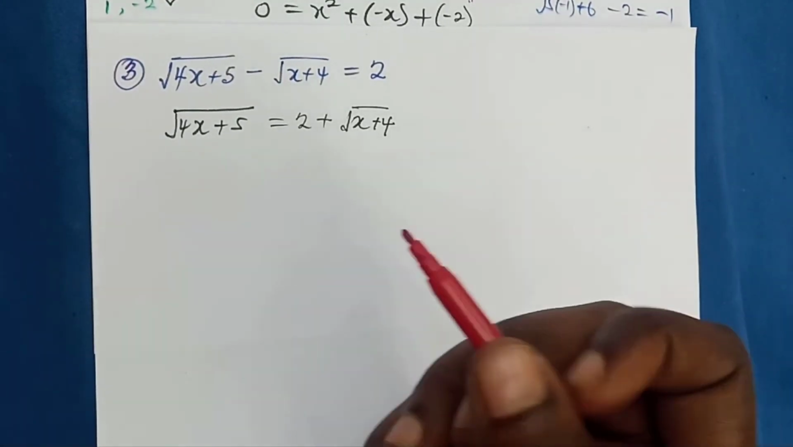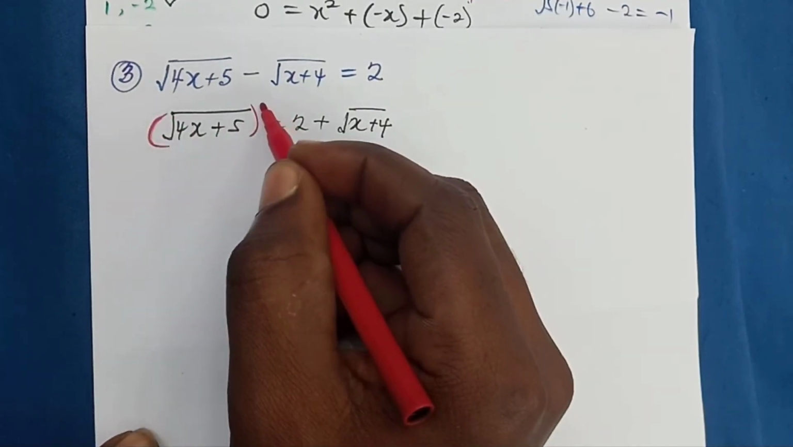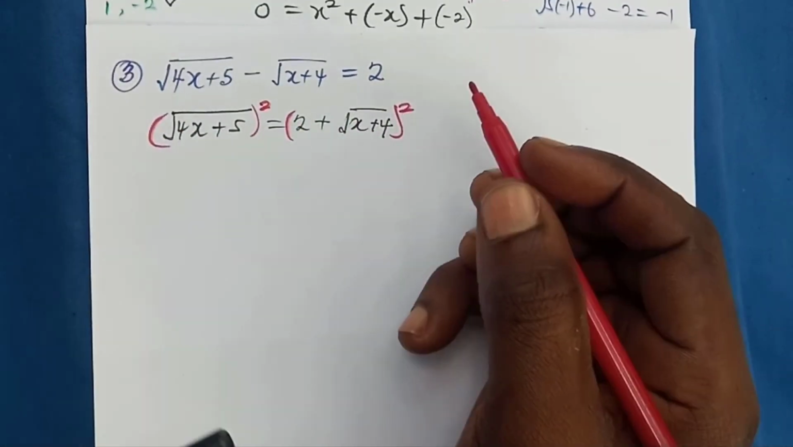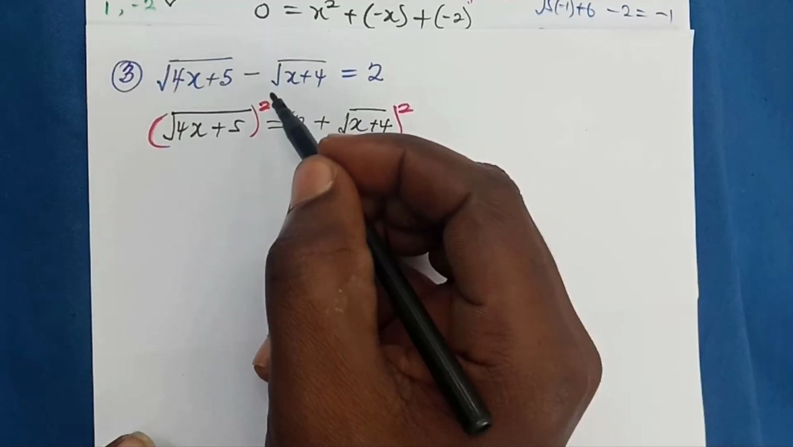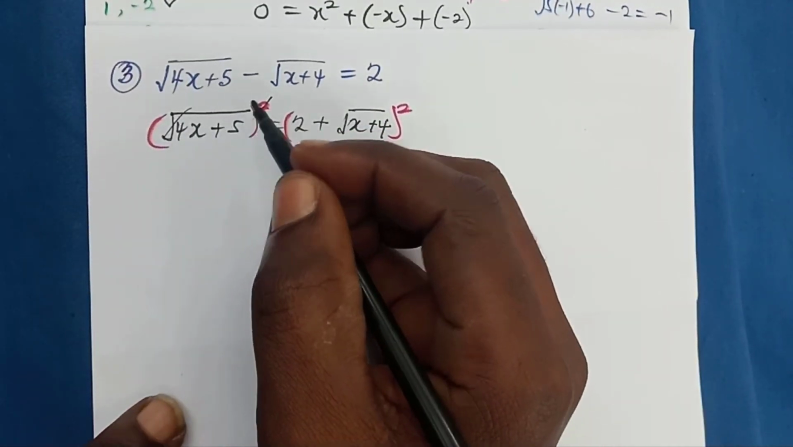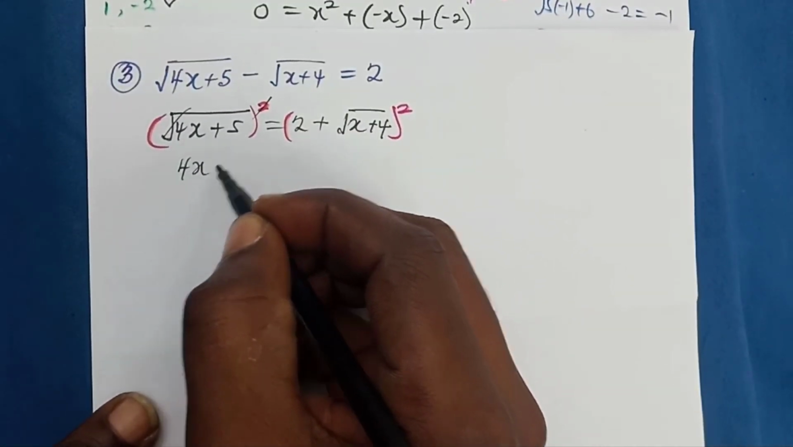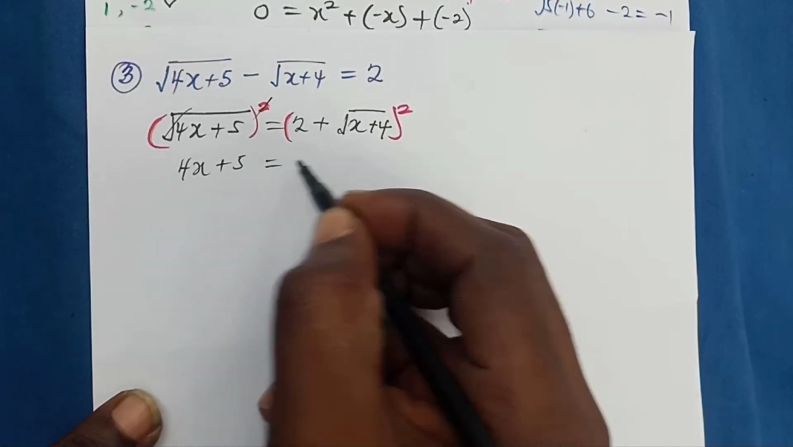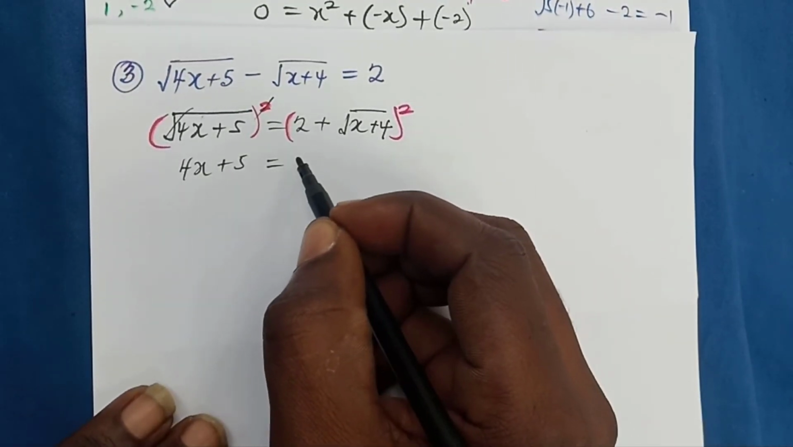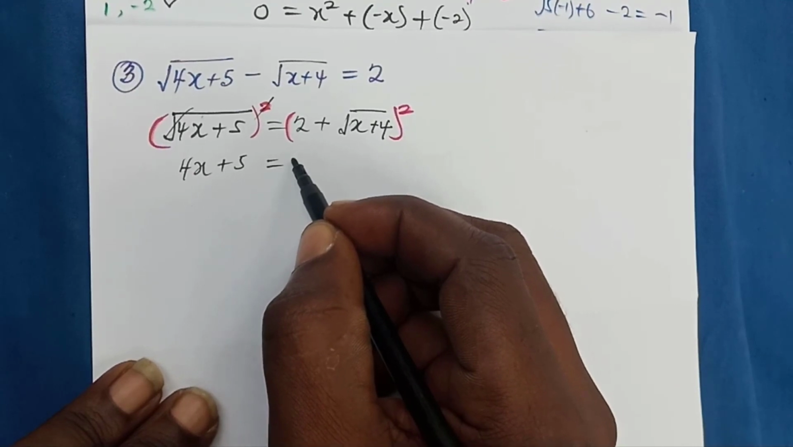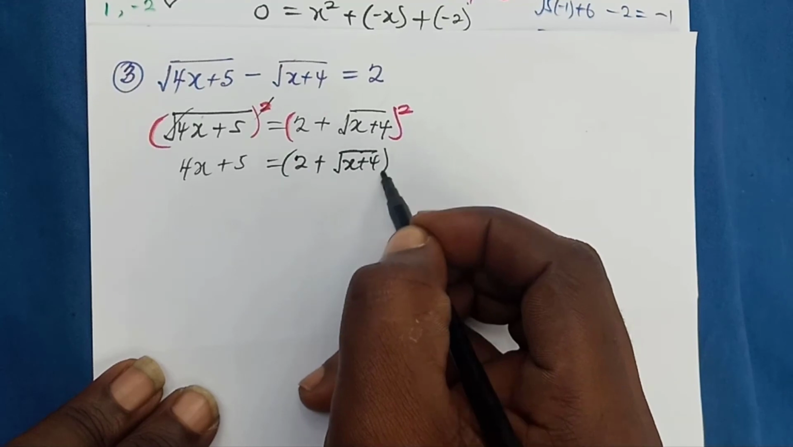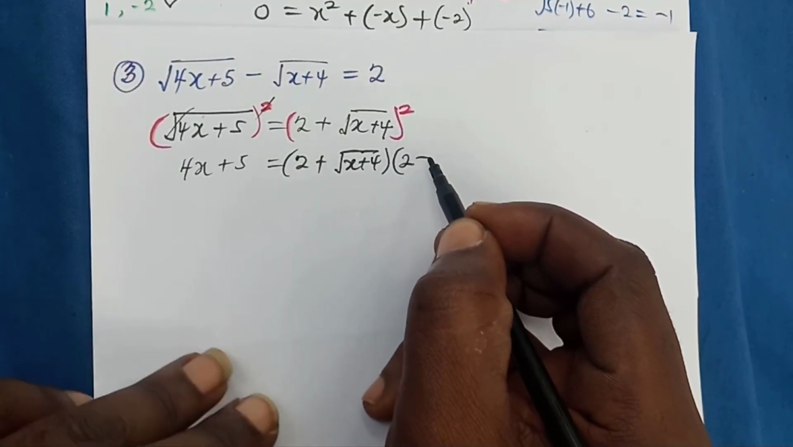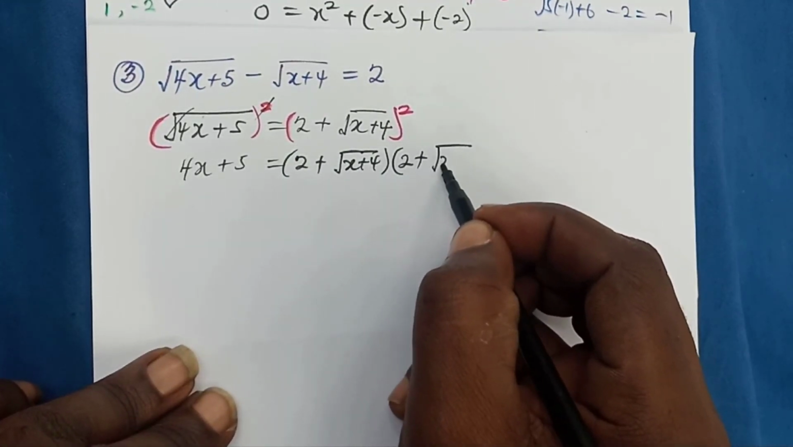So we have to square both sides of the equal to sign. Take note, we are squaring both sides, not each term. Alright, so the 2 will cancel the square root, and we are left with 4x plus 5 is equal to, so this is a perfect square, so we have 2 plus root x plus 4 and 2 plus root x plus 4.